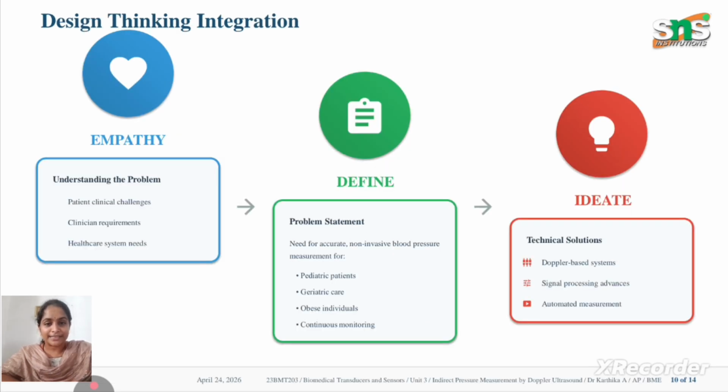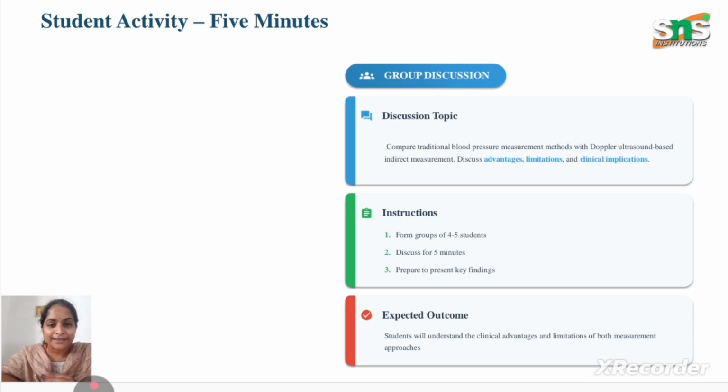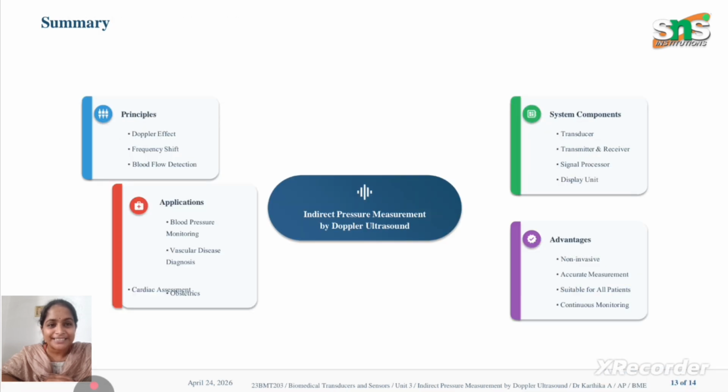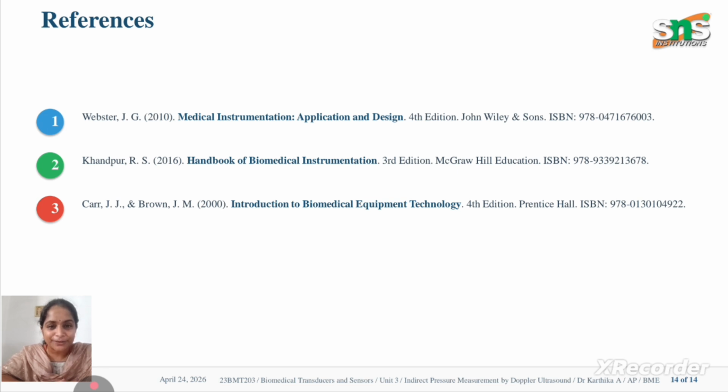And here we have our design thinking integration part. Our empathy part involves the healthcare system needs and the problem statement: the need for accurate non-invasive blood pressure measurement. And we have a solution, our ideate part: a Doppler-based system, signal processing advances and automated measurement. Here, I've included student activity, group discussion and assessment questions, including a GATE question. See the summary part. Here I have included principles, applications, system components and advantages of indirect pressure measurement by Doppler ultrasound. These are all the references for our topic.